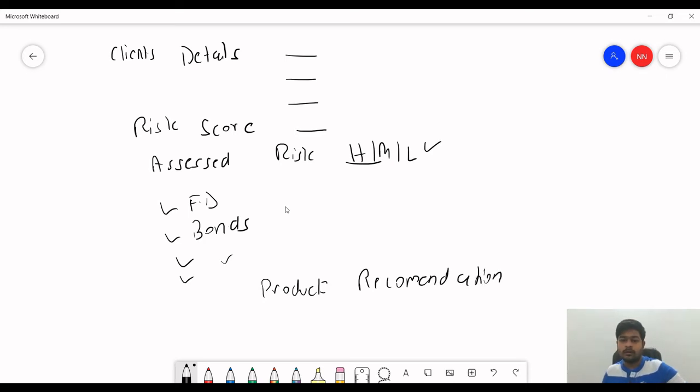Give an example so that the client can easily understand what you are offering and what you are trying to explain. Okay, so this is how the suitability report format looks.